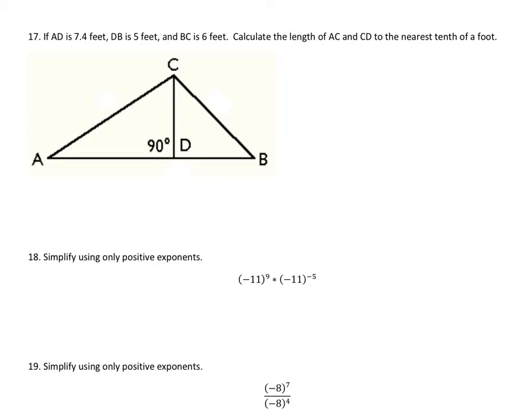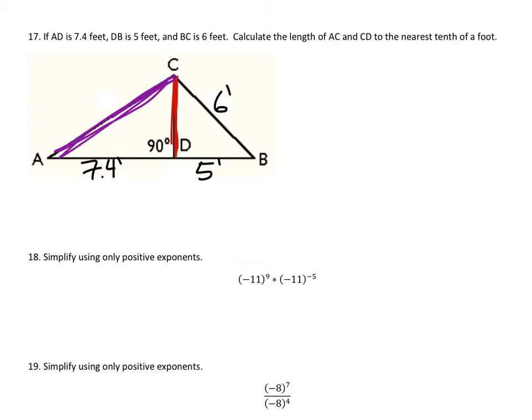If AD is 7.4 feet, DB is 5 feet, BC is 6 feet, calculate the length of AC and CD to the nearest tenth of a foot. So it says right off the bat that AD is 7.4 feet, so we'll write that in, 7.4 feet. DB is 5 feet. And BC here is 6 feet. So what we want is the value of CD and also AC.